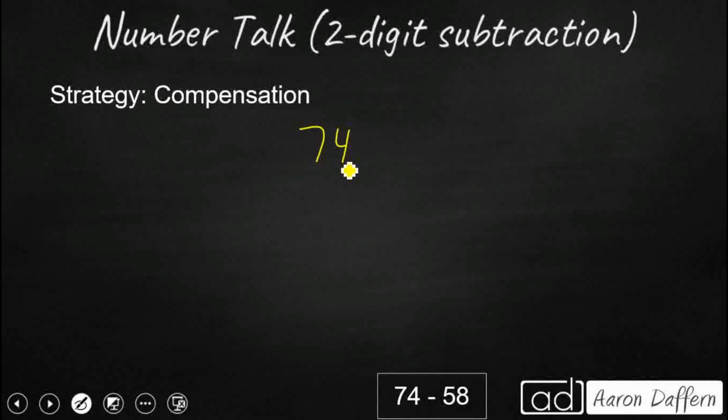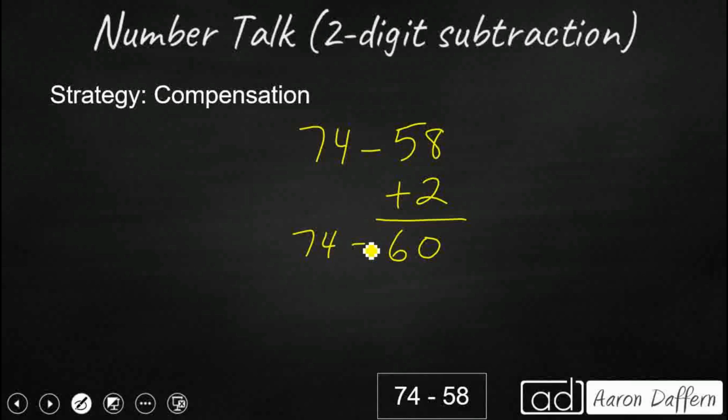We could also use a strategy called compensation. So what we do here is we think, how far away is that subtrahend from our next 10? We already figured that out. That's plus 2. So then we go ahead and subtract that. We change the 58 to a 60. And we subtract it. Look how easy that is. There's no regrouping necessary. You got a 0 in the ones place right there. So that's easy. We're good to go.